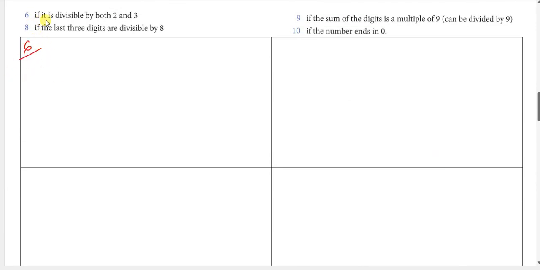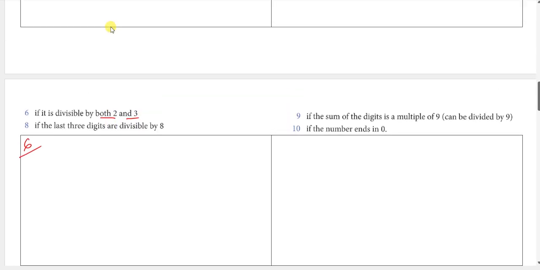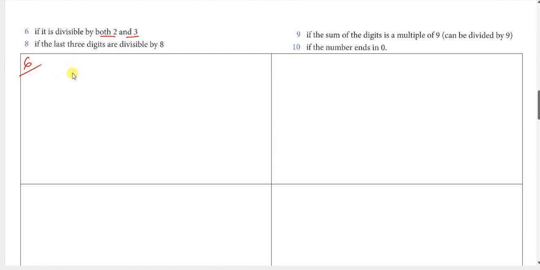The condition is if it is divisible by both 2 and 3. So for 5 we had a condition 0 or 5, but this one says and, that means it has to satisfy both conditions. So any number you get, you have to see whether it can be divided by 2 and whether it can be divided by 3. If either of them is not, like for example you have 3571, you can see it's not even, so we cannot divide it by 2. Hence you don't have to check for 3, because one condition is false, that means the entire number is not divisible by 6.